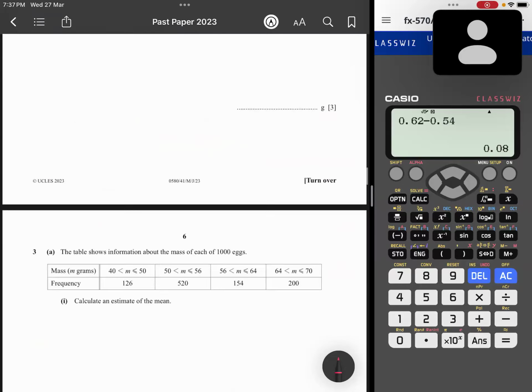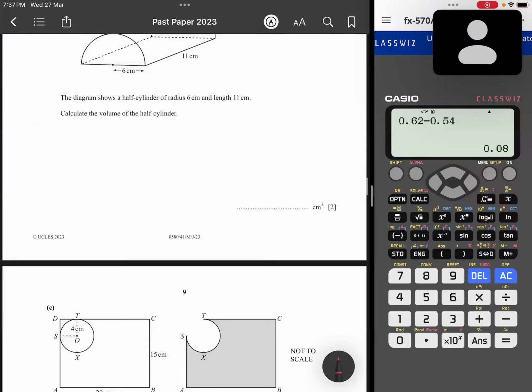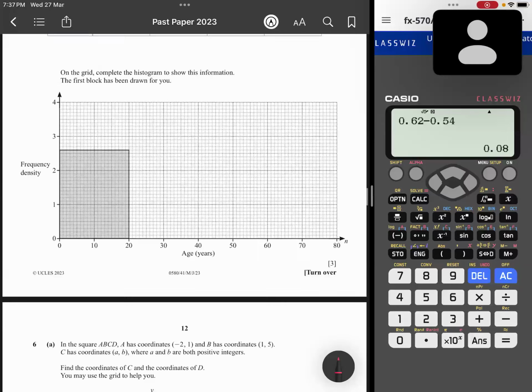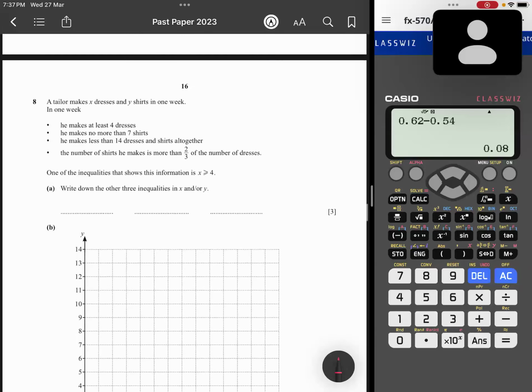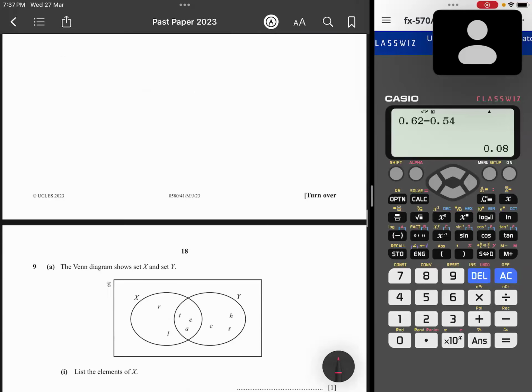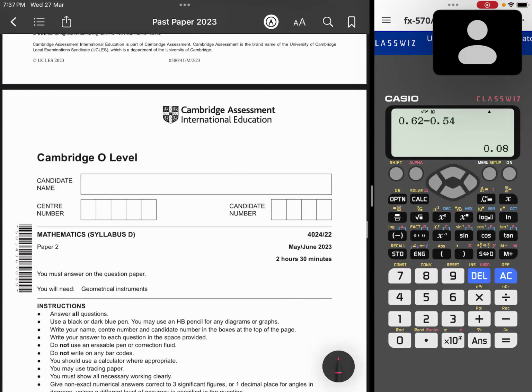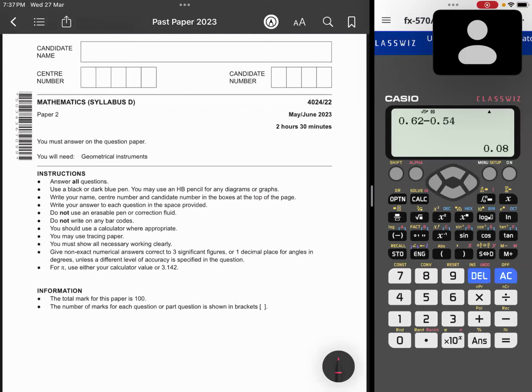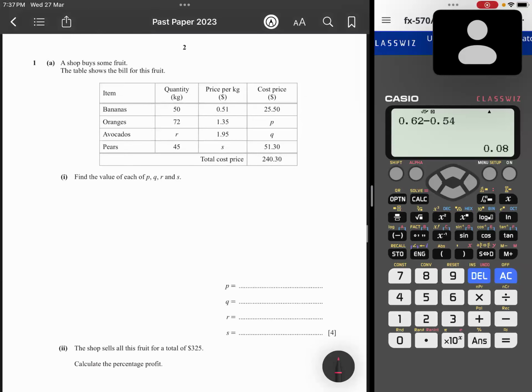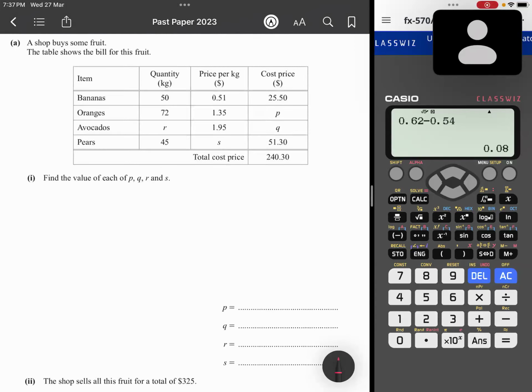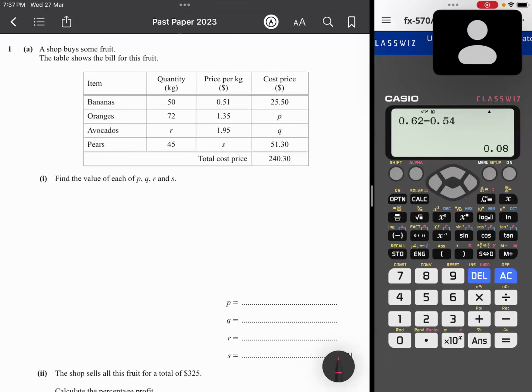Proceeding to the next question of everyday maths. Okay, this paper is now for the O-level students, May June 2023. So we are also going to solve these papers as well. Okay, look at it: a shop buys some fruit. Banana, quantity 50 kgs, price per kg 0.58. So the total cost would be 50 multiplied by this, which is 25.5.